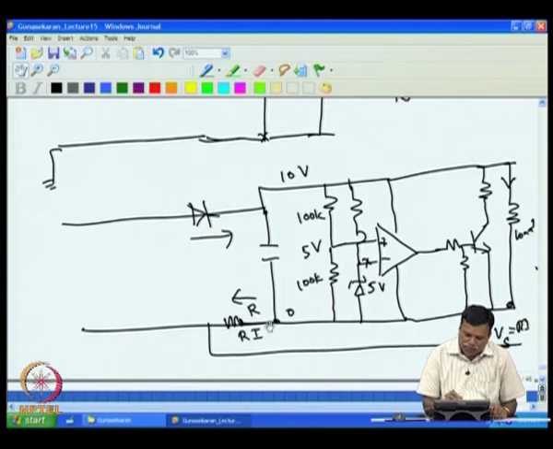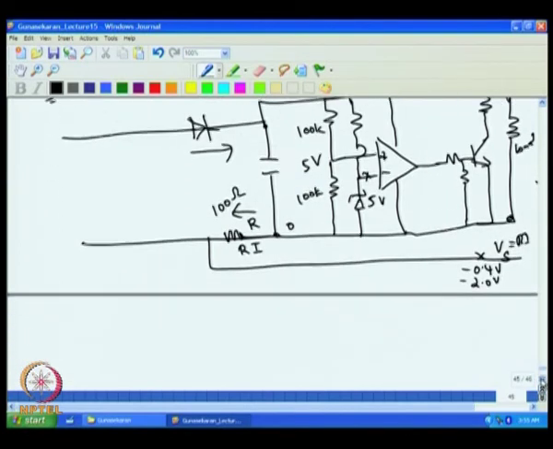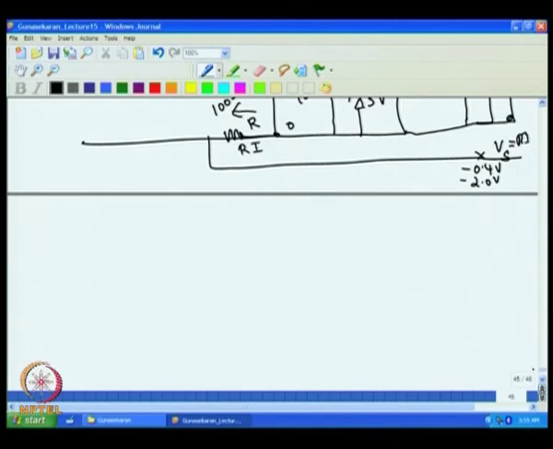Say at 4 milliampere, for example, if I put 100 ohms here, at 4 milliampere I will get minus 0.4 volt, and at 20 milliampere I will get minus 2 volt. So the signal will be varying from minus 0.4 volt to minus 2 volt, while the power supply voltage will remain at 10 volt. Now we have to convert this negative voltage into positive voltage, and we can do it like this.